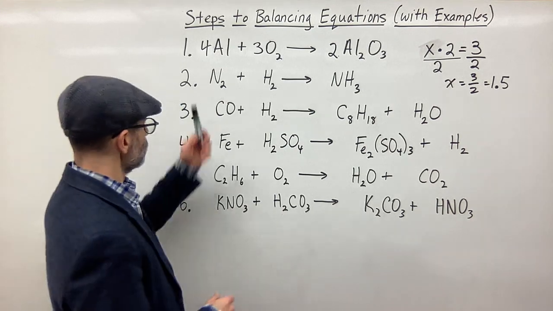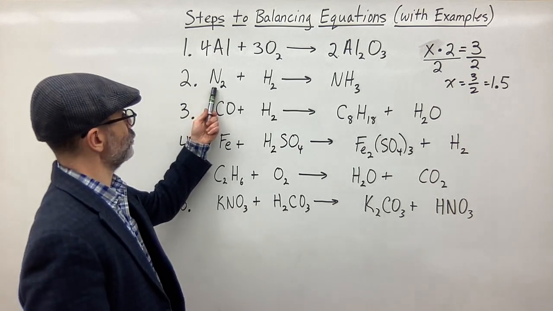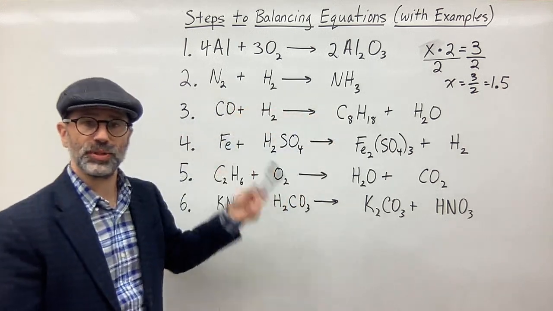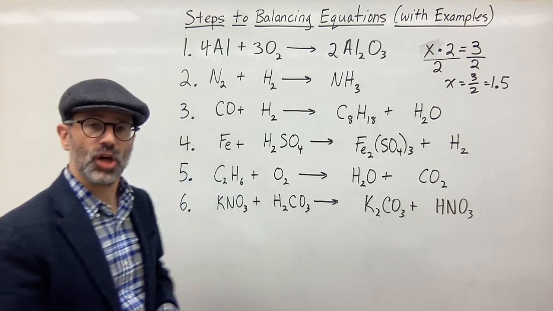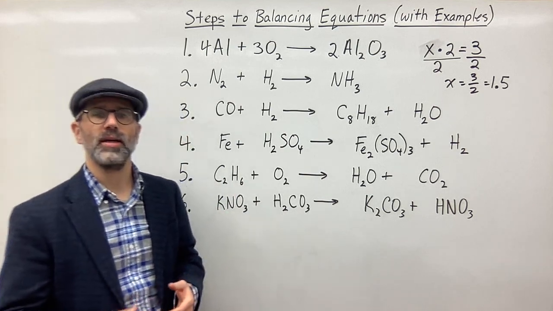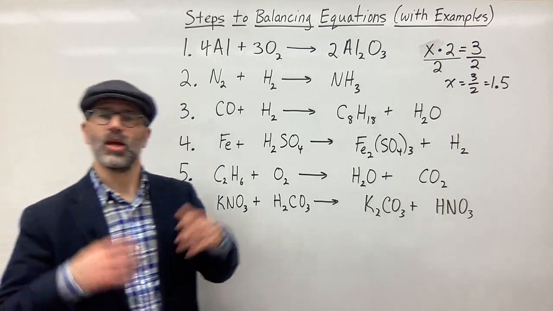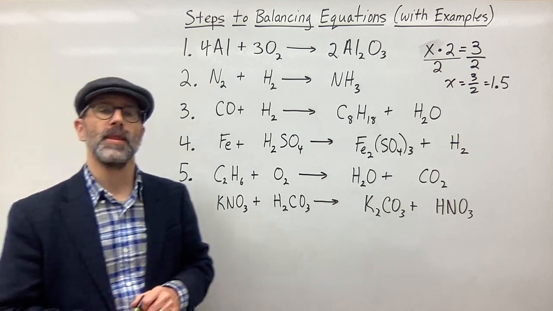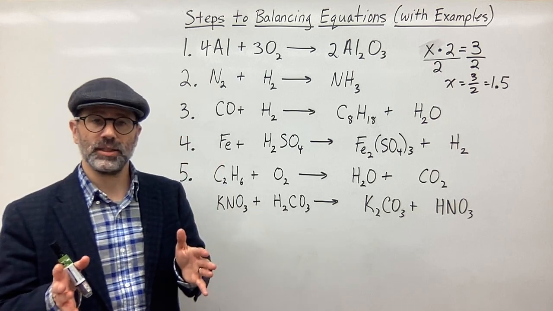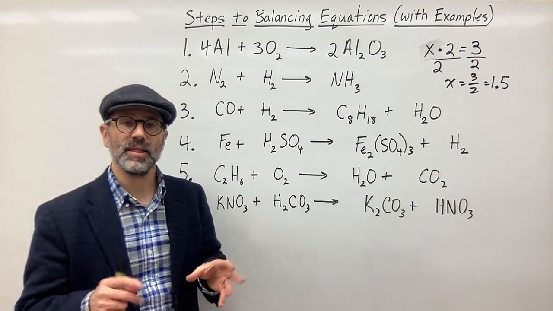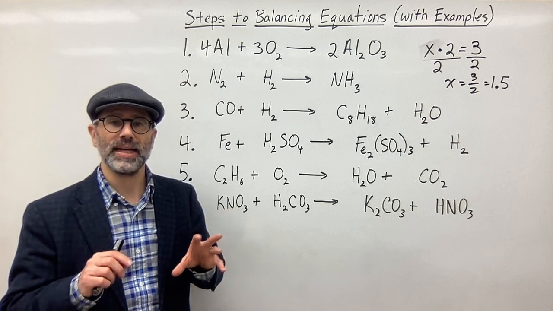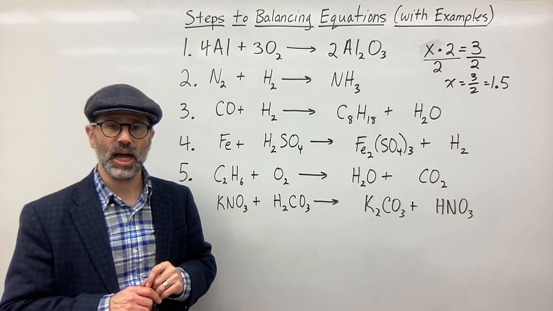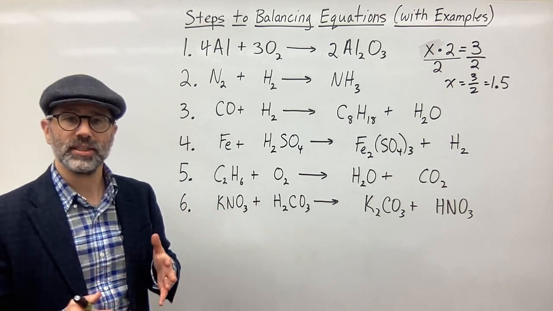So for number 2, I have nitrogen plus hydrogen gives me ammonia. So N2 plus H2 gives me NH3. So again, we're going to follow the steps. Step 1, metals before nonmetals. We don't have any metals, so we can skip that step. Step 2, we want to balance any element that we have by itself last. But here we have 2 elements by themselves. So which one are we going to say for last?